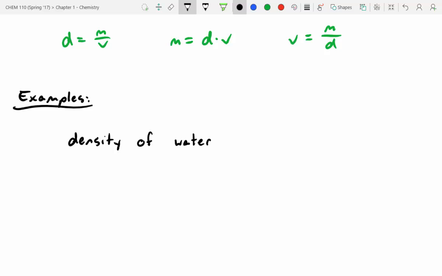Does anybody know what the density of water is? What do you think? 1. Yeah, it's kind of our baseline standard for density. So water at room temperature, at least, is about 1.00 grams per milliliter. It's a really easy density to remember. However, I am going to make a little bit of a note here, and I'll say at room temp.